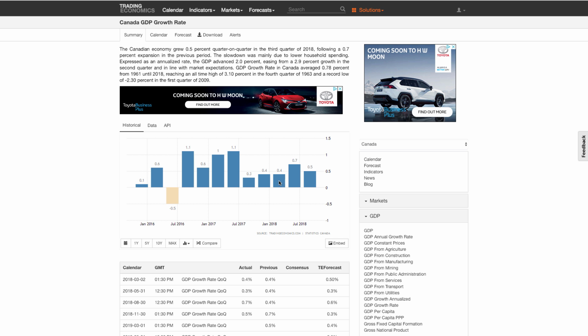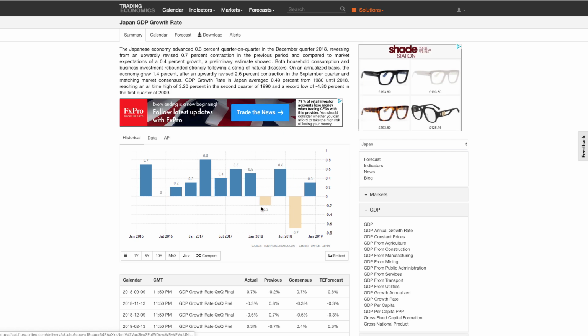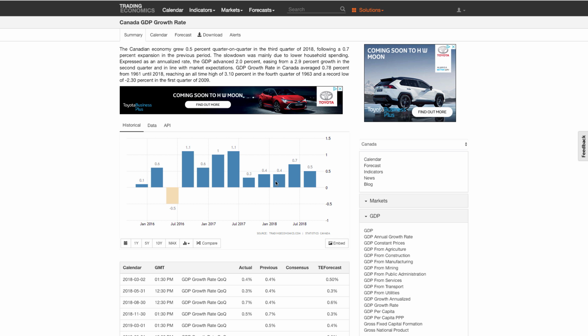Again, we don't know what was happening from a sentiment perspective, for example, with oil, as oil is Canada's main export. There might have been sentiment plays going on, but if we're looking at it from a fundamental perspective, in that quarter, it was obvious that you should have been buying the Canadian dollar over the Japanese yen.